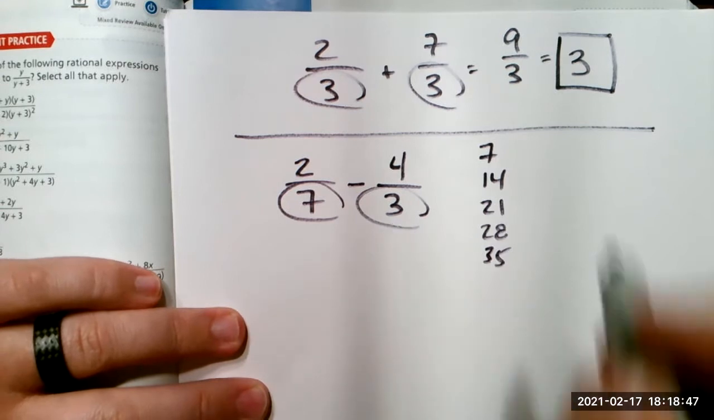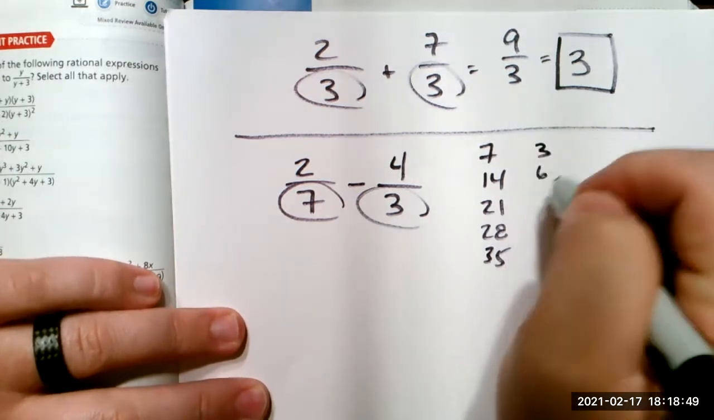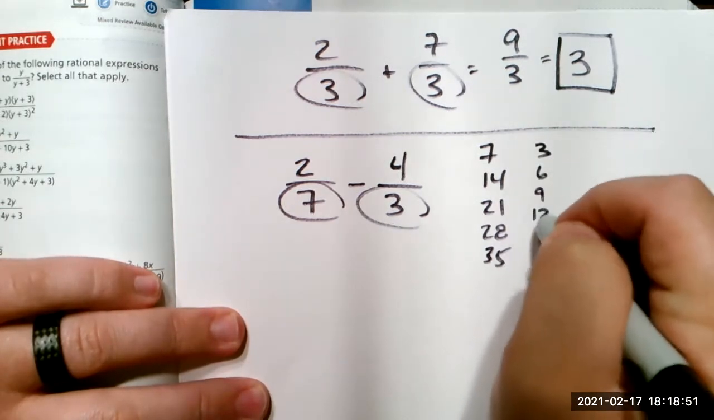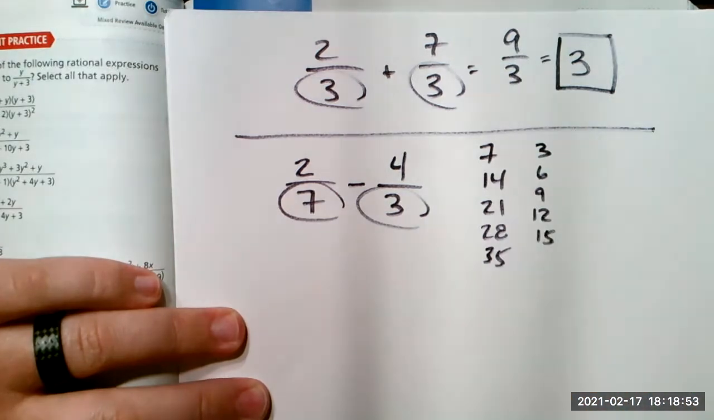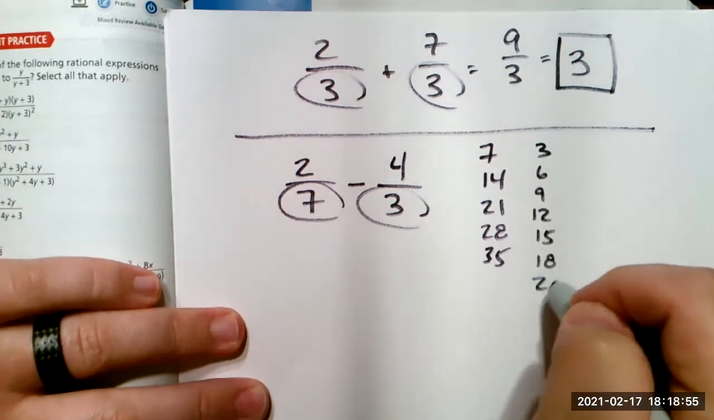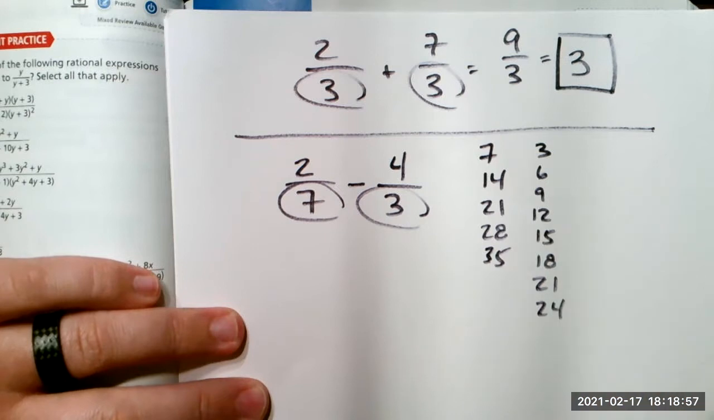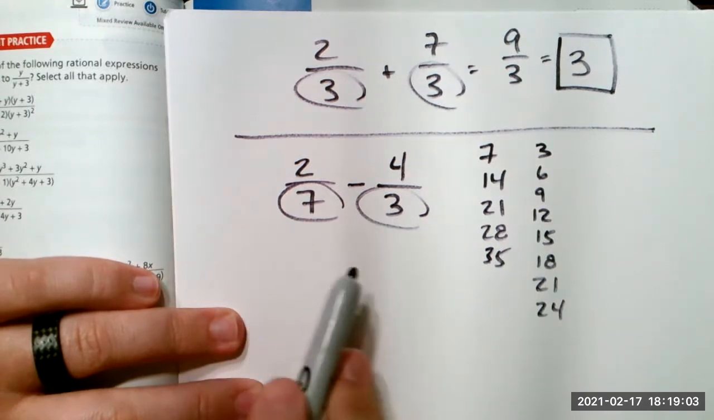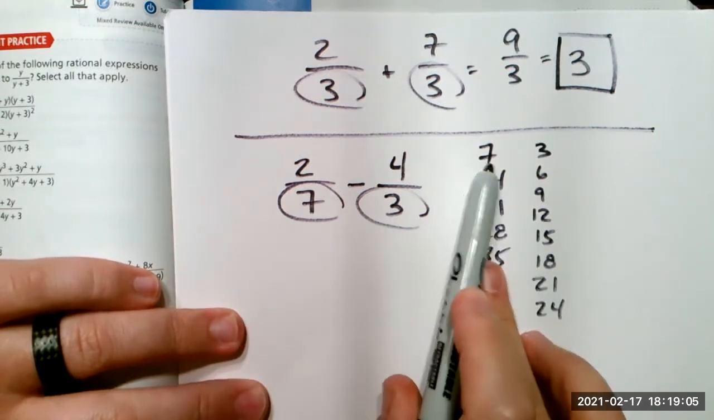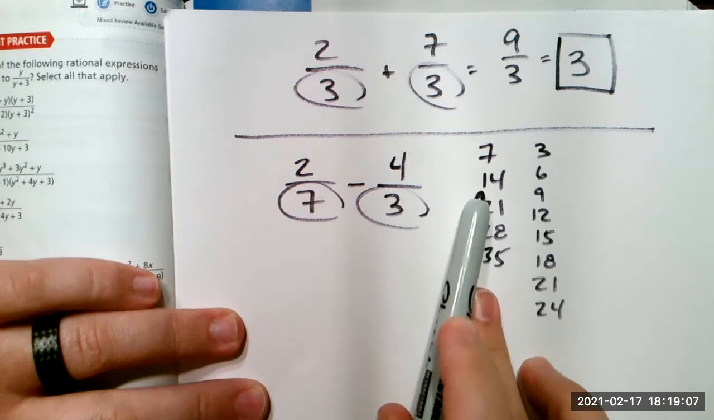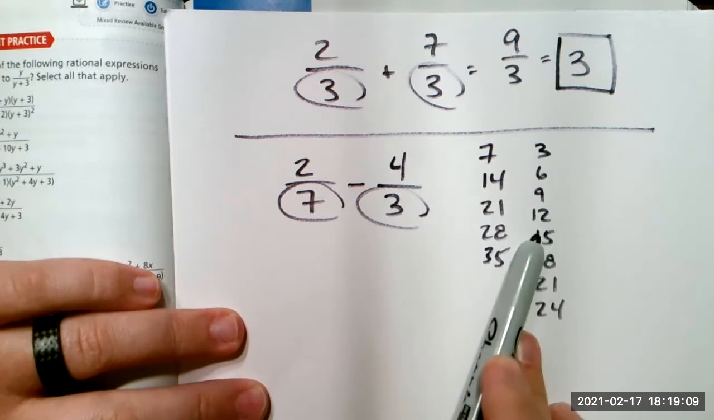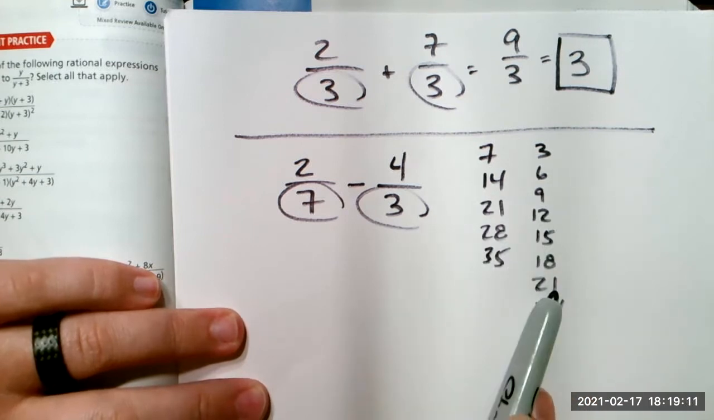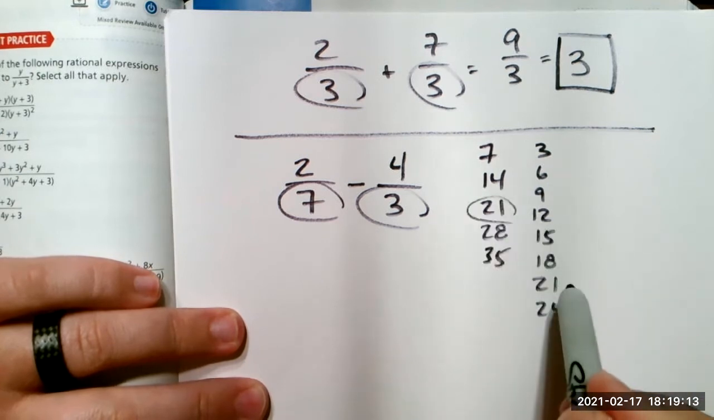What about my multiples of 3? 3, 6, 9, 12, 15, 18, 21, 24, and so on. So I'm looking for the smallest number that both of these numbers can go into. Well, there's a 7 over here. There's no 7 over here. There's a 14 over here. No 14 over here. There's a 21 over here and a 21 over here.